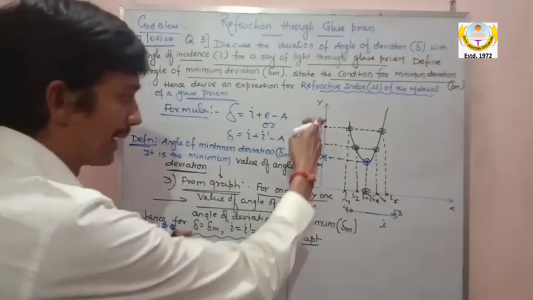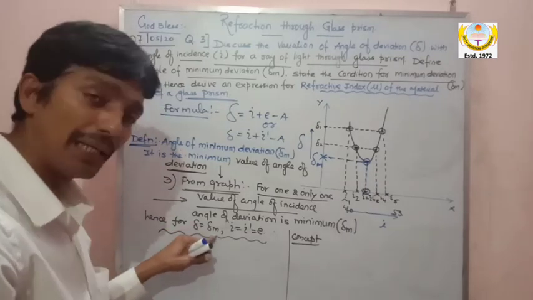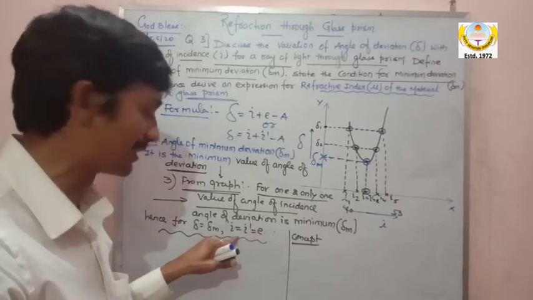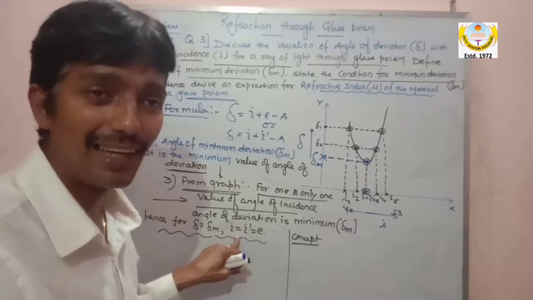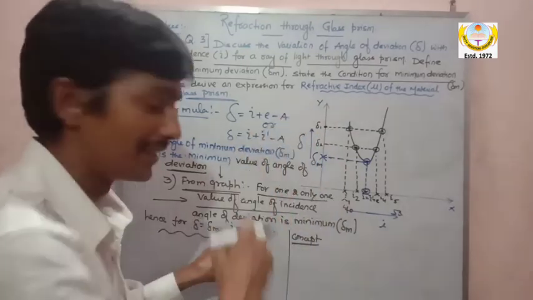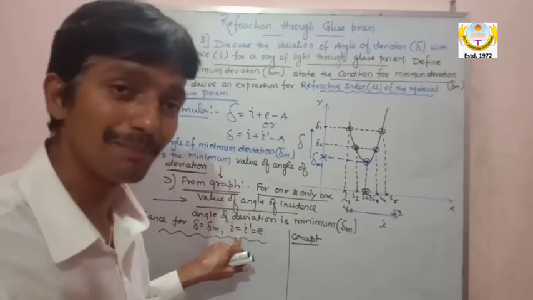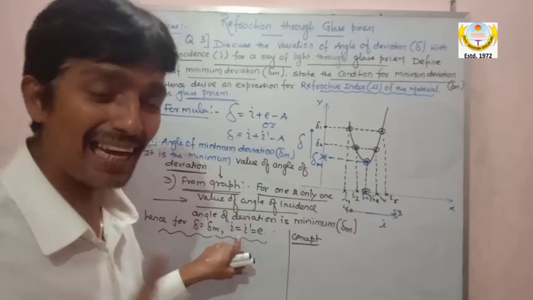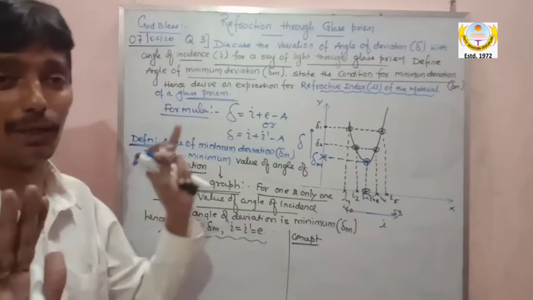This is the reverse, this is the graph reverse. That is, delta becomes delta m, meaning deviation becomes minimum deviation, for one and only one value of angle of incidence. I said one and only one. Earlier I and E values were interchanging and we had the same value of deviation. But now I said I and I dash remain the same, not interchanged. They remain the same, okay? And the deviation angle will be minimum.